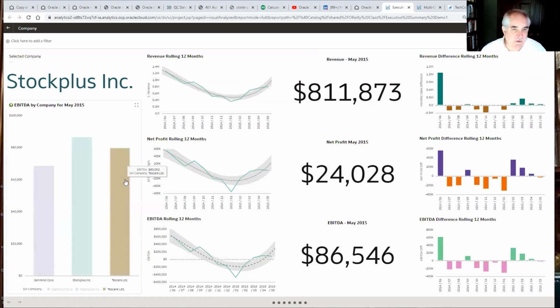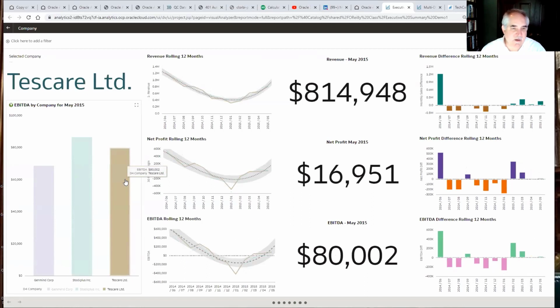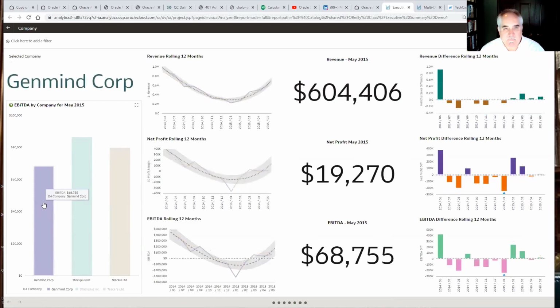Again, we've turned on the filter. So if you want to look at TestCare, you can simply click on TestCare. Notice that the color of the line graph changes with the color of the bar. So again, what we're doing is we're trying to tie the design together so that it's easier for people to interpret and follow what they're looking at. Again, if we choose the purple GenMind, we get a purple line.